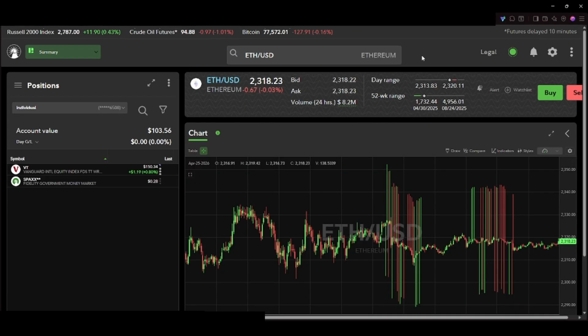After reviewing the details, specify the amount of Ethereum you wish to buy. Select the type of order you want to place, such as a market or limit order, and then confirm your purchase. After the transaction is completed, keep track of your investment through your Fidelity account.